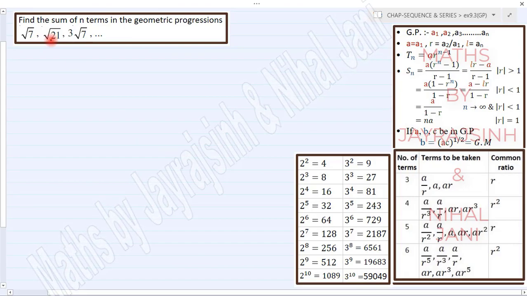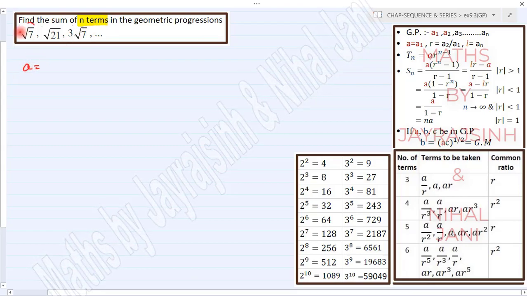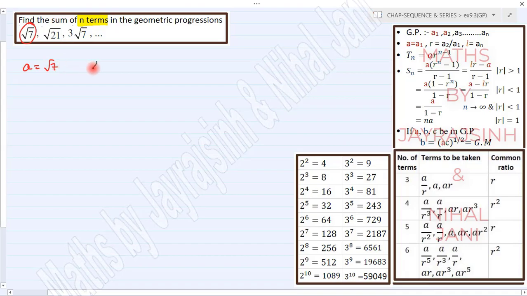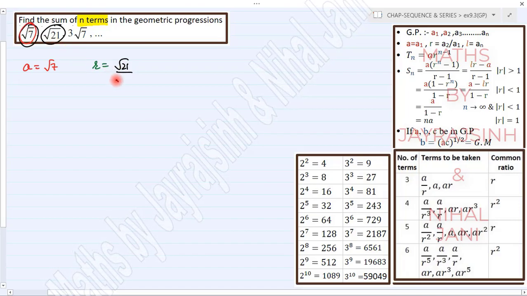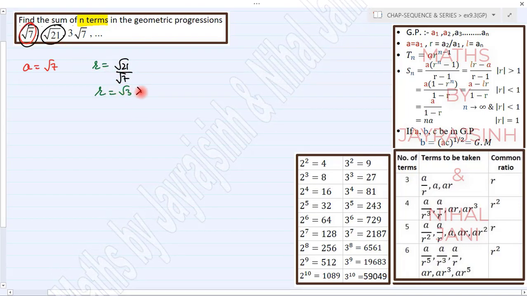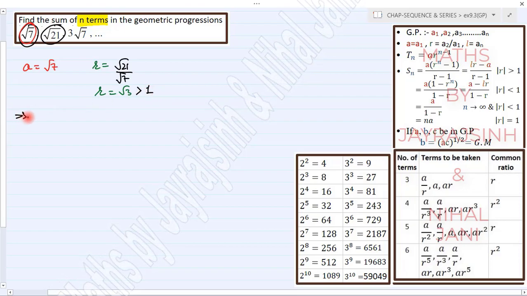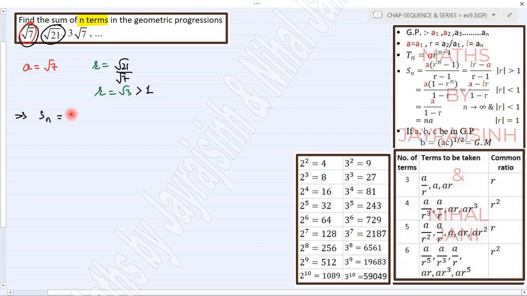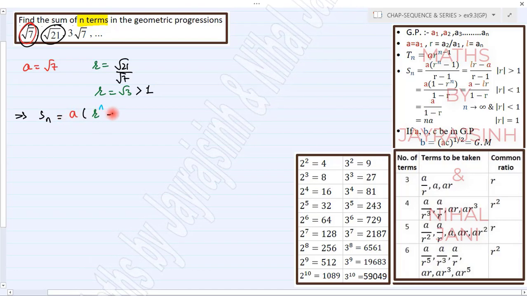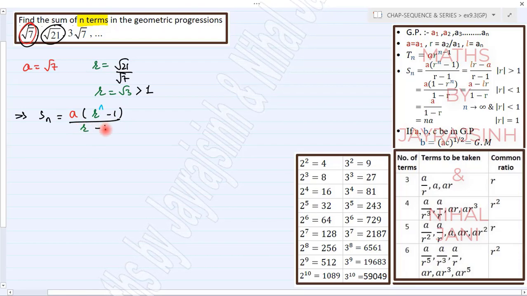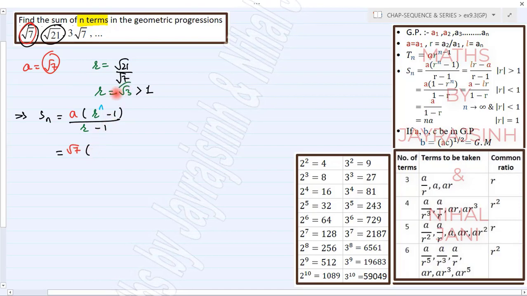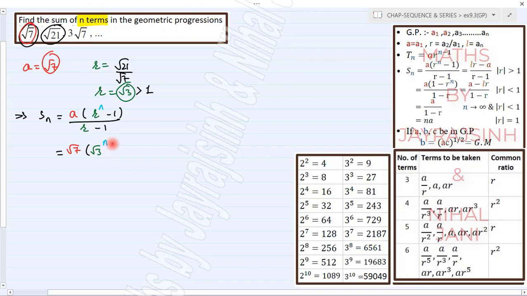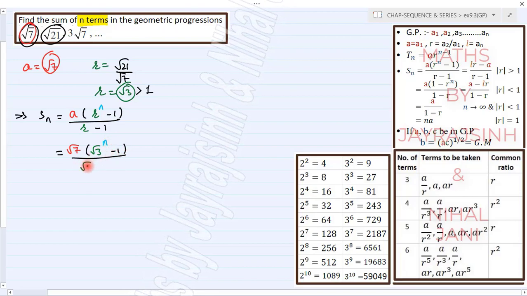In this question, you have to find the sum of n terms in a GP, where the first term of the GP is root 7 and the common ratio between the second term and the first term is root 3, which is greater than 1. Now for r greater than 1, the sum of n terms is given by a into (r raised to n minus 1) upon (r minus 1), where a is root 7 and r is root 3, so root 7 into (root 3 raised to n minus 1) upon (root 3 minus 1).